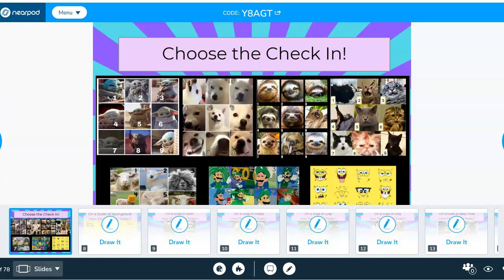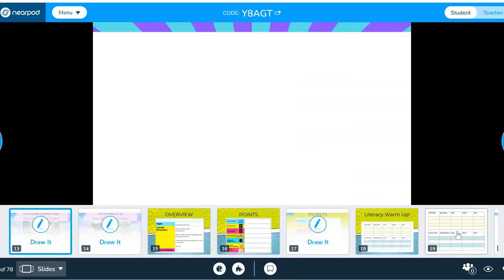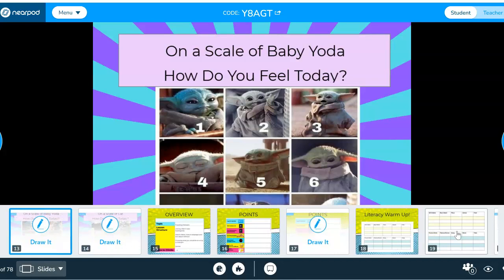And at this point, somebody that's been participating really well or needs a little bit of extra connection, I would get them to choose which one they wanted to choose. And let's say they chose on the scale of Baby Yoda, that's one that they often want to choose, and they just circle which one they're feeling today, and that's just an initial connection with them.